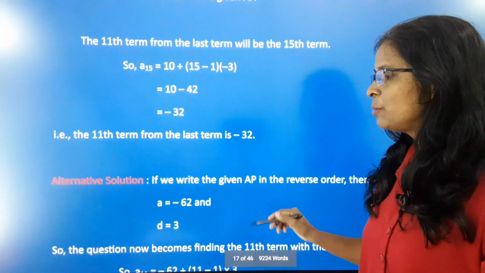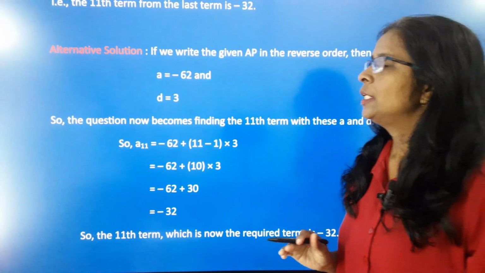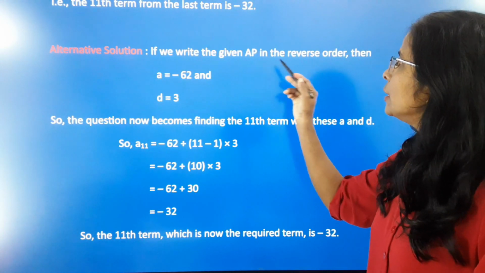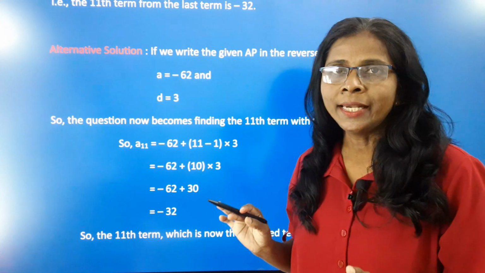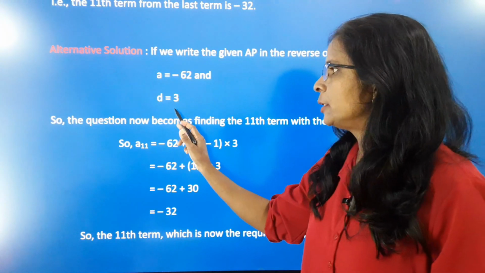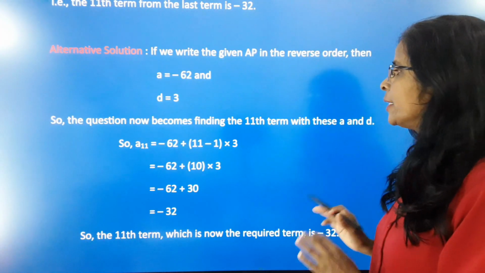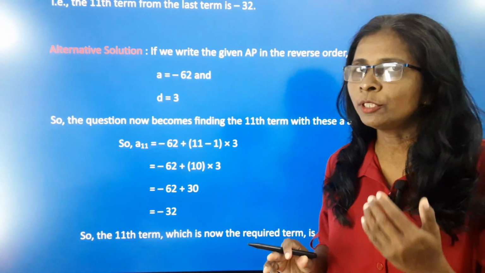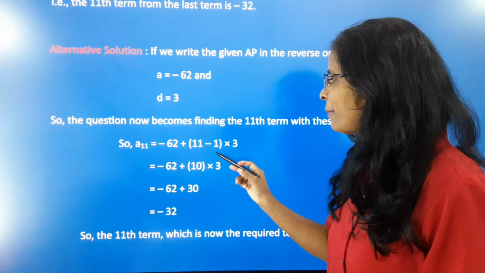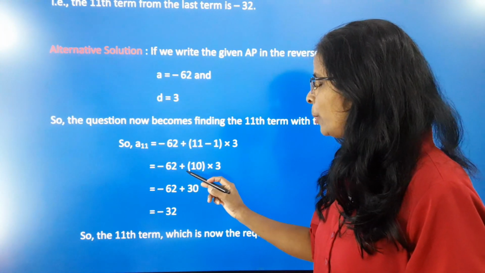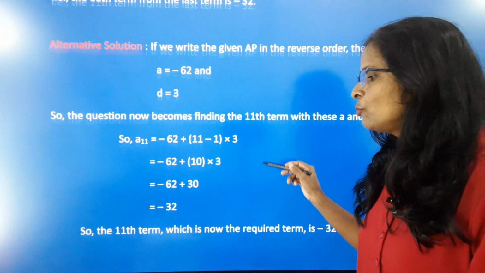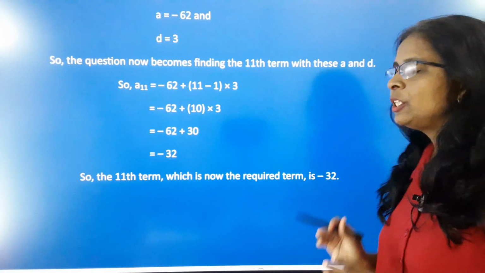Now here students, this example can also be solved by the second method. If we write the given AP in the reverse order, then we get the first term as minus 62 and the difference between two consecutive terms will be 3. So the question now becomes finding the 11th term, using the first term A and D. So A11 is equal to minus 62 plus (11 minus 1) into 3. That means minus 62 plus 10 into 3, so minus 62 plus 30, which is equal to minus 32. So the 11th term, which is the required term, is minus 32.